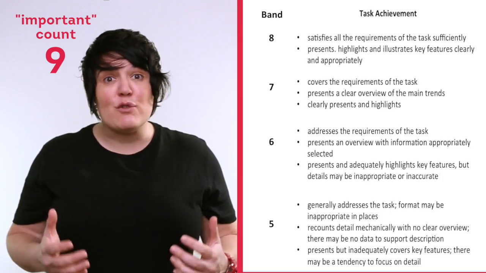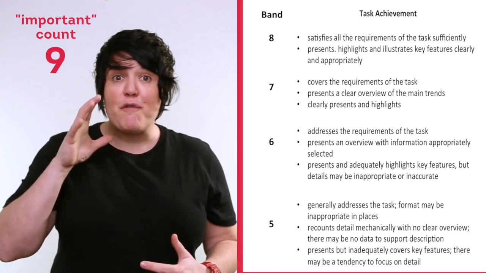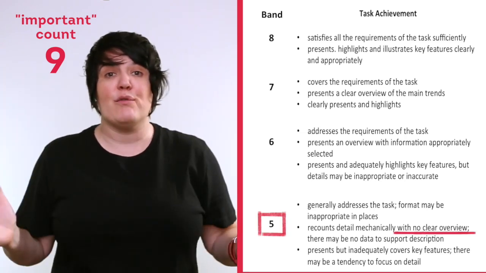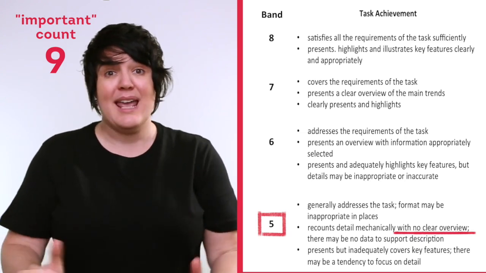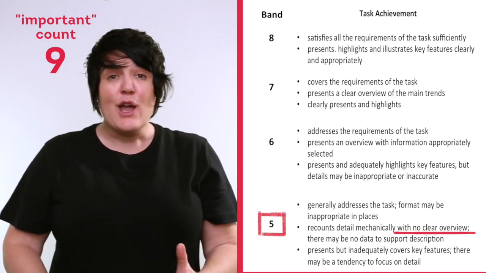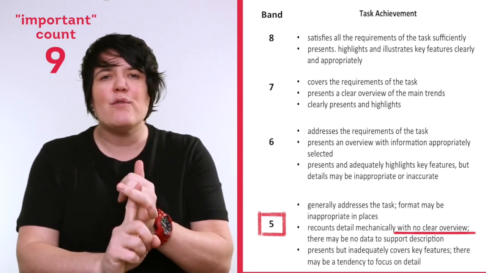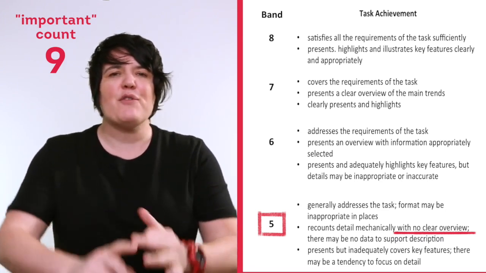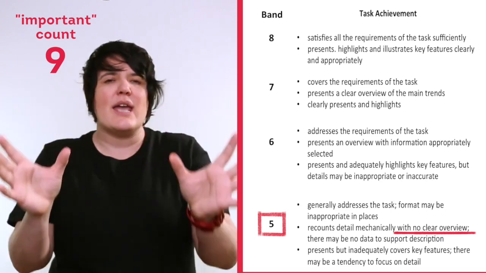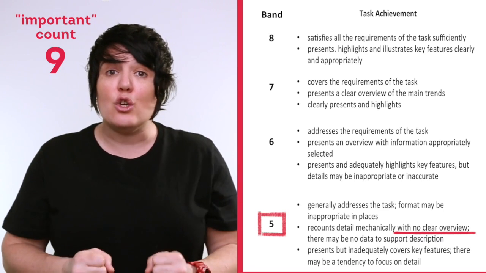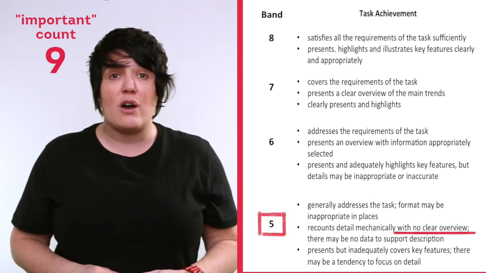Can you see the difference now? If you want a 5 for task achievement, just don't have an overview. That's what you will get. It doesn't matter if your grammar is fantastic, if you have wonderful vocabulary, if you have wonderful coherence and cohesion. If you don't have an overview, you will still get 5 for task achievement.